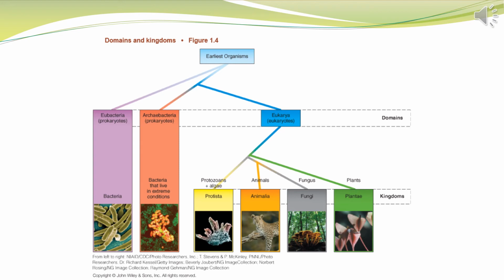extremophiles. And then the eukarya contains 4 kingdoms: the protista, things like protozoans and algae; the animalia, which we're in, of course; the fungi; and kingdom Plantae, which includes the plants, of course.